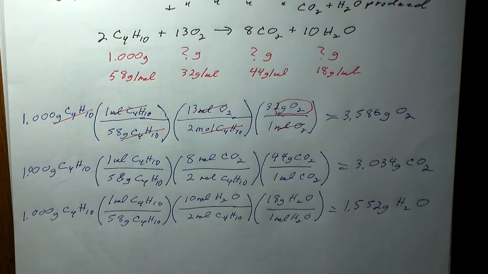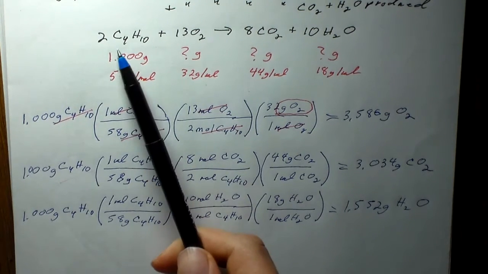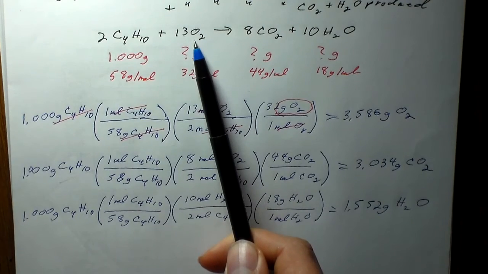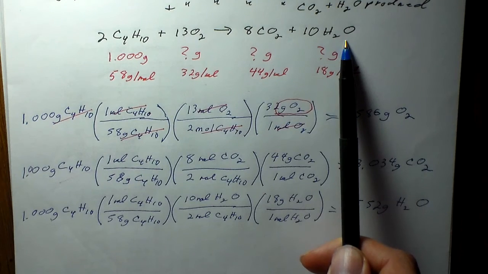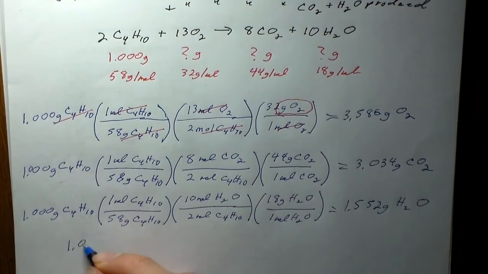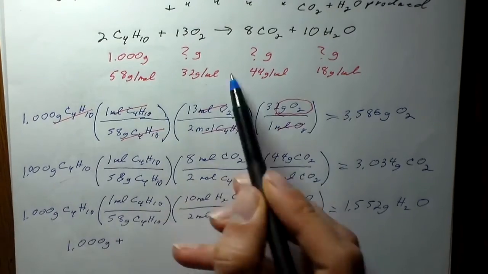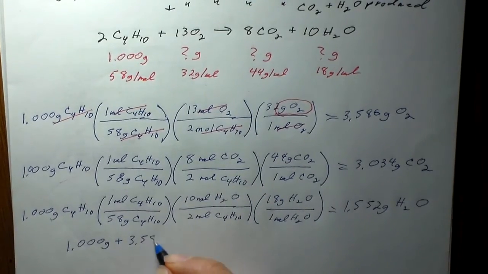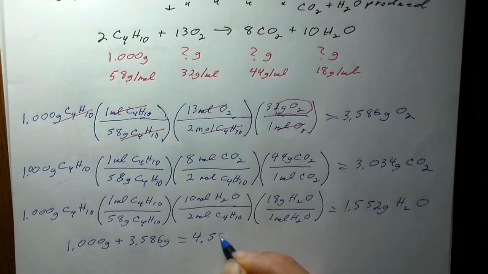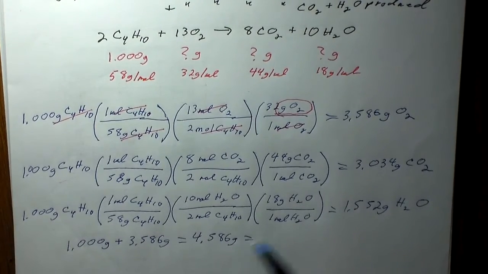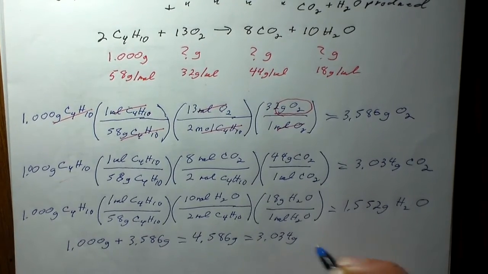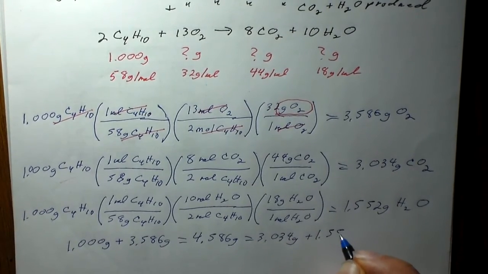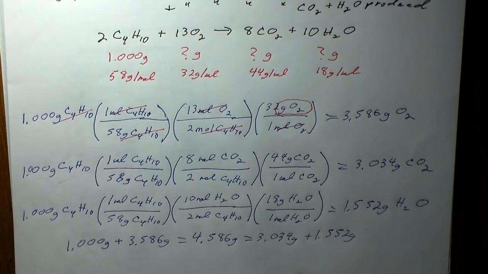One way that we can check just to make sure that we did all of our calculations right is mass conservation, right? The amount of butane and oxygen I put in, so the mass of these two things, should be equal to the mass of these two things if you did all your calculations right. We look here, 1.000 grams plus my oxygen, 3.586. That's going to be equal to, obviously, 4.586. And if we did our calculation right, that should be equal to this. So the 3.034 grams of CO2 plus the 1.552 grams of the H2O.